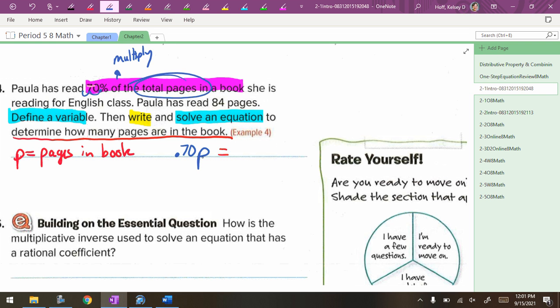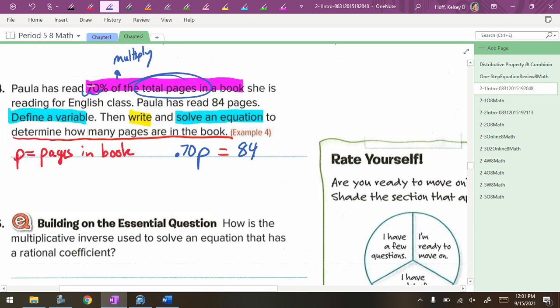What's the other way they represent how many pages Paula has read? 84. They just point blank tell us, right? So 70% of the book is also the same as 84. You just wrote the equation. Now we need to solve.